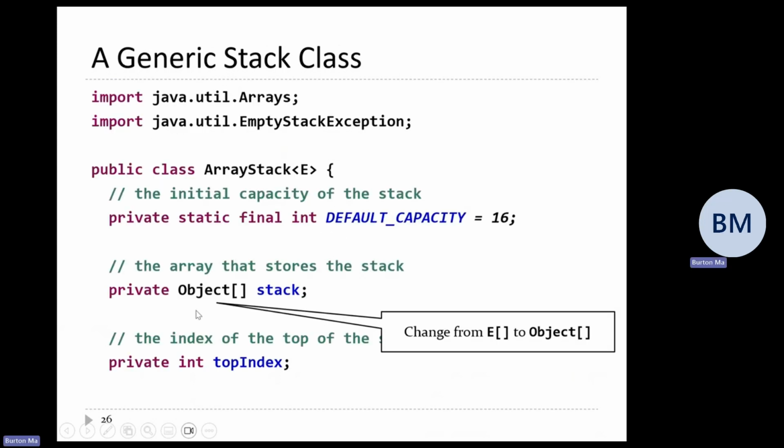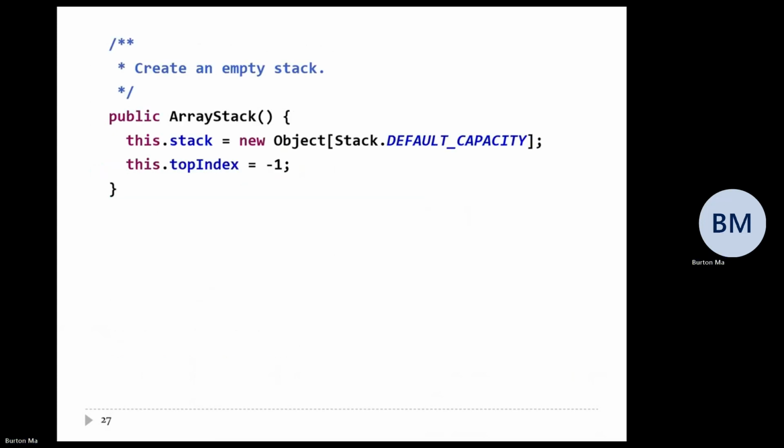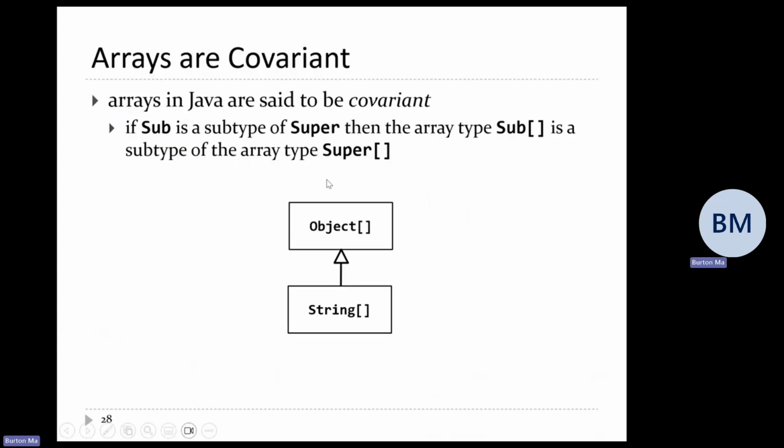So off we go. Go back, change your E to big O Object now. Now the constructor works. So I can make an array of type big O Object. So that works just fine. Compiler's happy with that. Now, why do I have to do this?